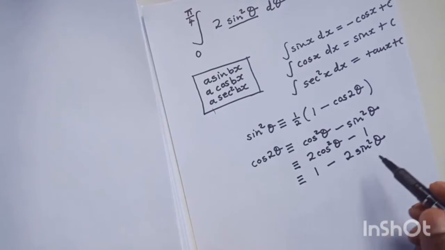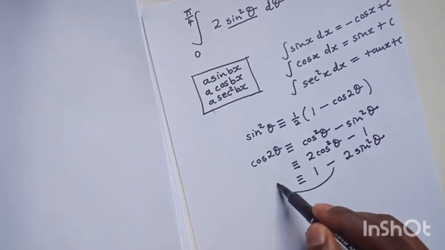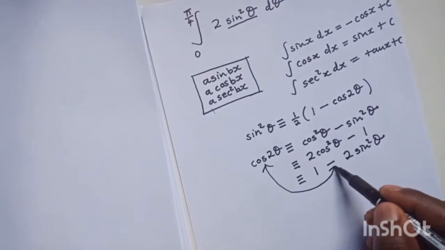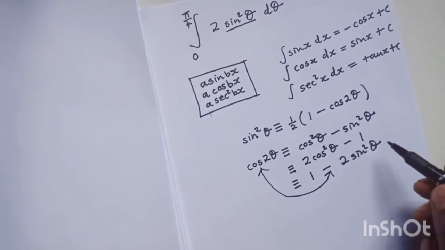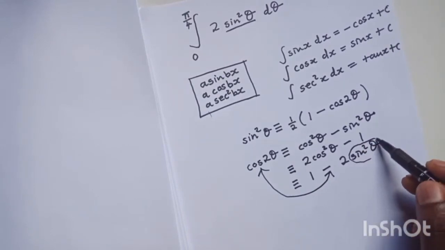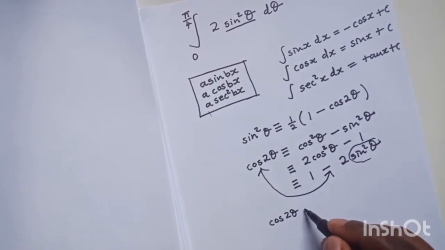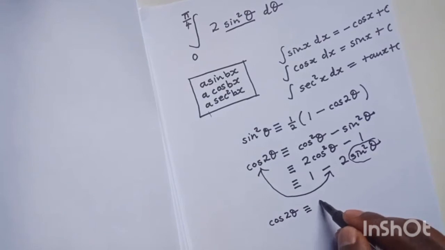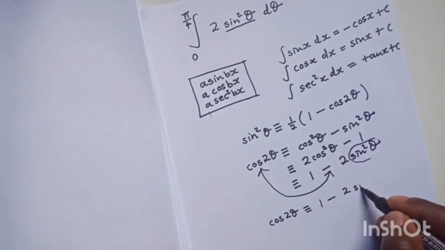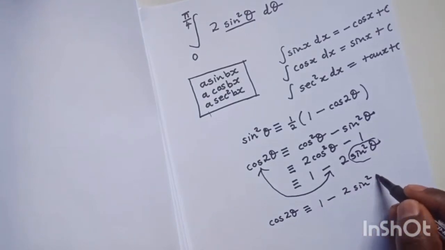So if you take this form of cos 2 theta and make sine squared theta the subject of the formula. Take, for example, cos 2 theta is identical to 1 minus 2 sine squared theta.